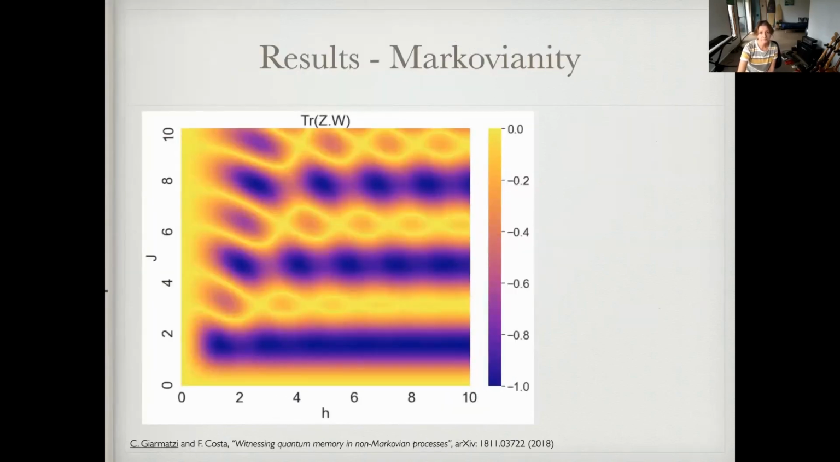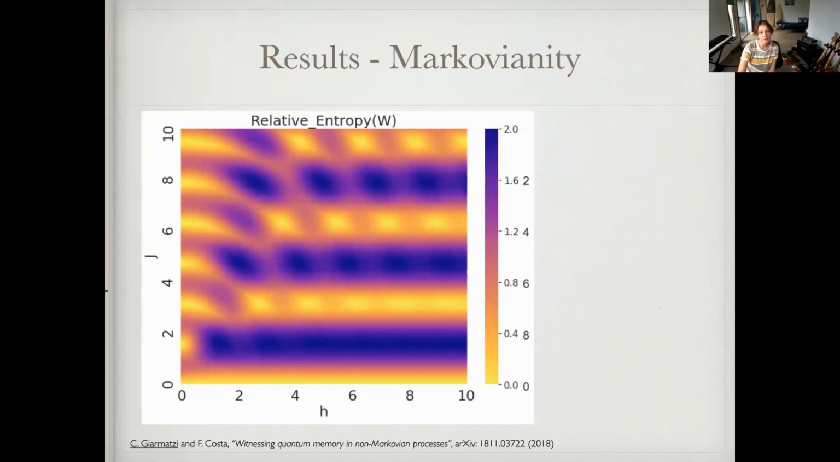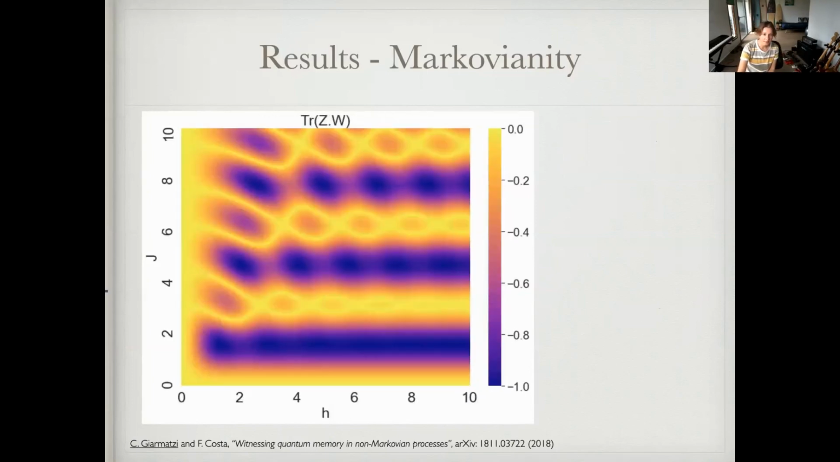Right. So this means that these points are the Markovian points, and everything else is something that we have not detected quantum memory. So it's either classical memory or quantum memory that we did not detect with PPT-1 and PPT-2.